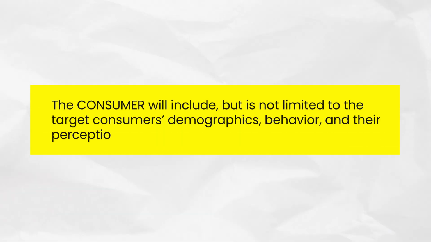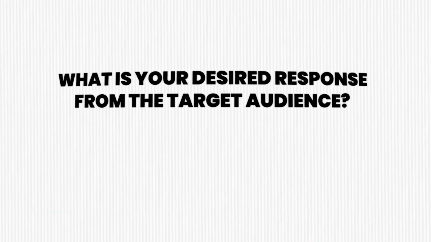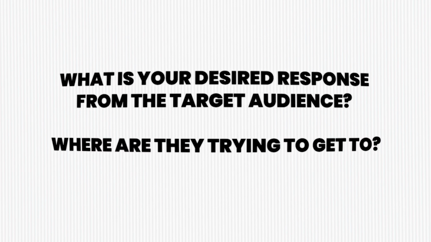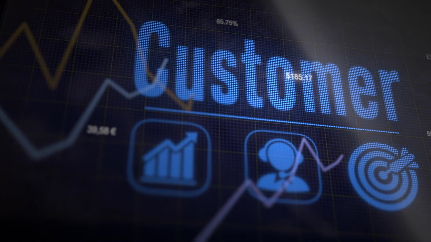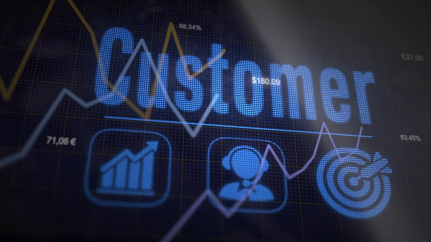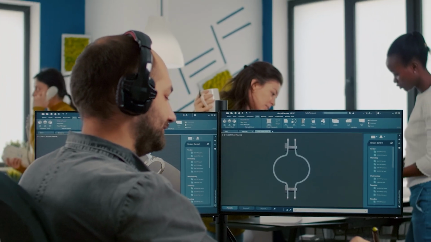The target consumer will include, but is not limited to, the target consumer's demographic, behavior, and their perception of the brand. The consumer goal answers the question, what is your desired response from the target audience? What are they trying to get to? The agency strategist's job is to work out which goal our consumers are trying to reach and how our product helps them get to that. Assuming that we know the goal of the consumers, we have to figure out what's in their way. This is for us to know how our product helps them get around the barrier. For the consumer problem and goal, we can look into the consumer analysis that was provided by the client.